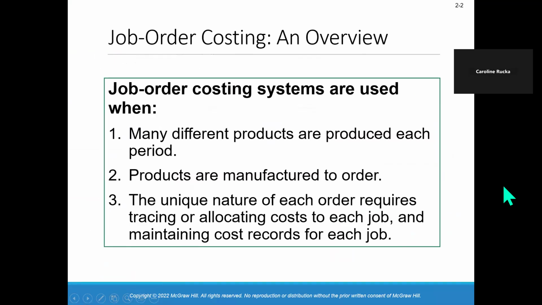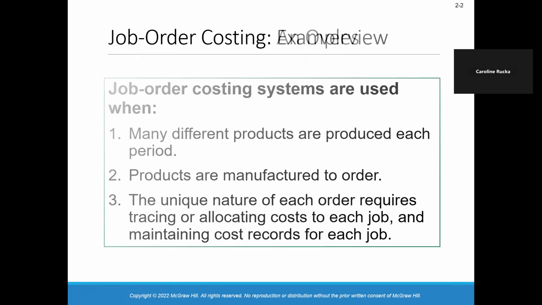Okay, so this is a cost system. We have learned all our vocabulary in the last chapter, and now we're going to put it to use. The first system we're going to look at is job order costing. This is when you have a lot of different products that are produced each period. Those products are made to order, and each order is unique. So you'll be able to trace your costs to that particular job, okay? And you can maintain your records accordingly.